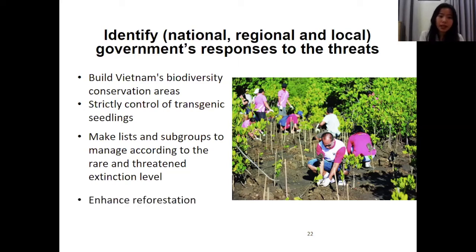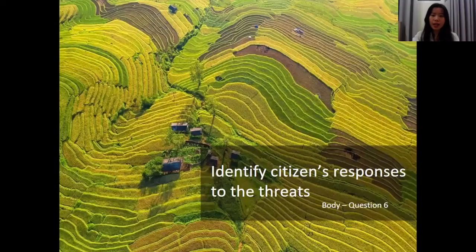And lastly, we'll enhance reforestation. In order to diversify the plant and animal environments, the government has identified that it is necessary to increase the scale of afforestation on many renovated land areas. In addition, it is necessary to strictly punish criminals who commit illegal deforestation, and to strengthen the forest protection network systematically from national to local levels. And now we come to question number 6, identify citizens' responses to the threats.